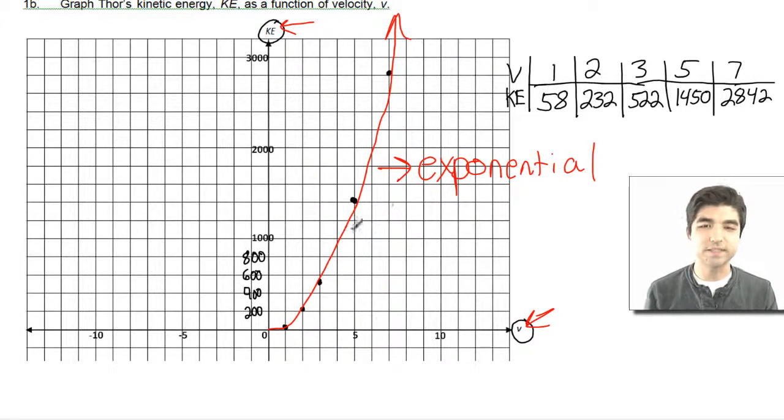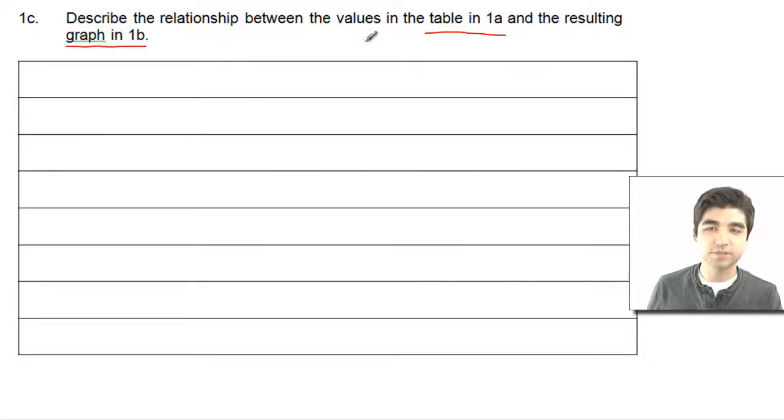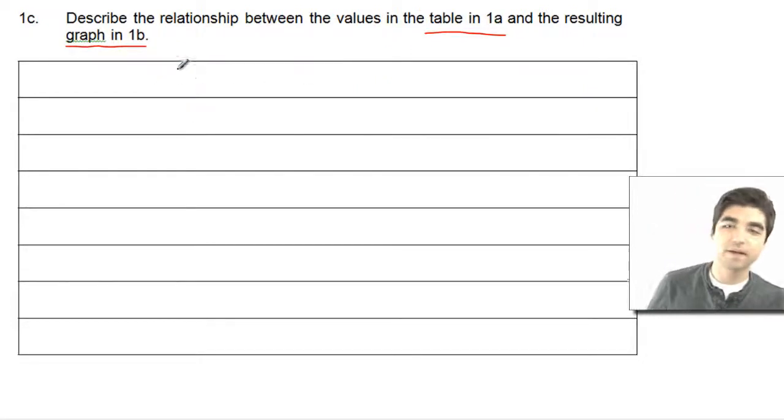And maybe we'll say something about how it's an exponential graph like this. It's an exponential curve. So let's check it out. So describe the relationship between the values in table 1A and the resulting graph in 1B.